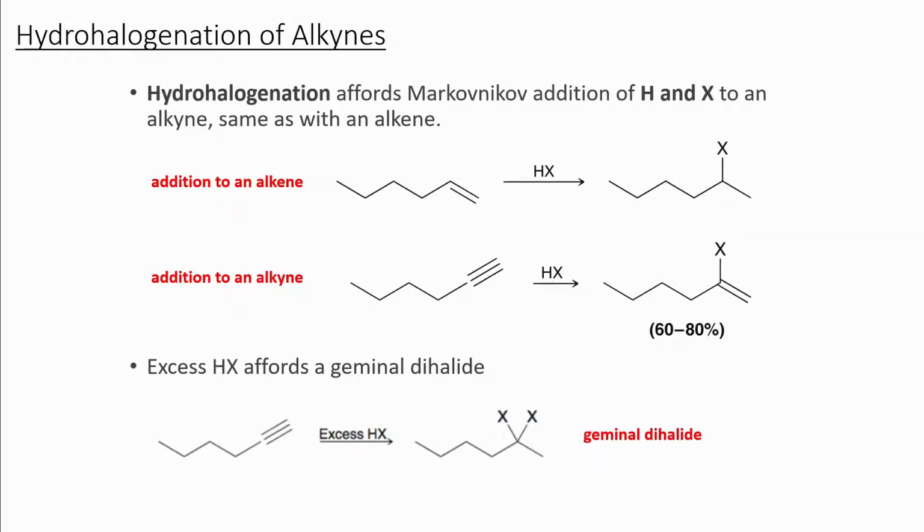In some cases, we can do multiple addition reactions in a row. For example, if we do a hydrohalogenation reaction, we can add a halogen to one side and the hydrogen to the other side of the alkene. If we use excess of the HX reagent, then we'll obtain the geminal dihalide product.